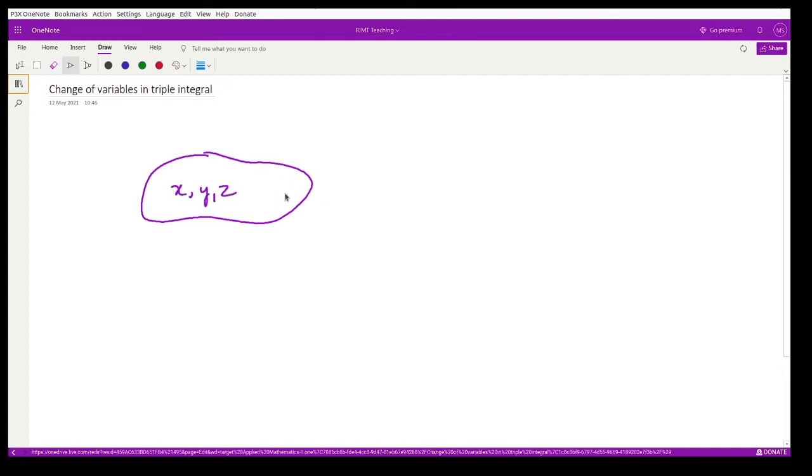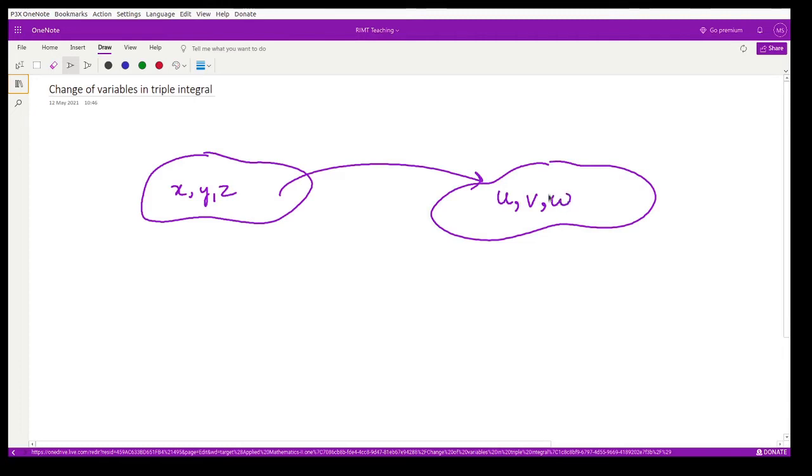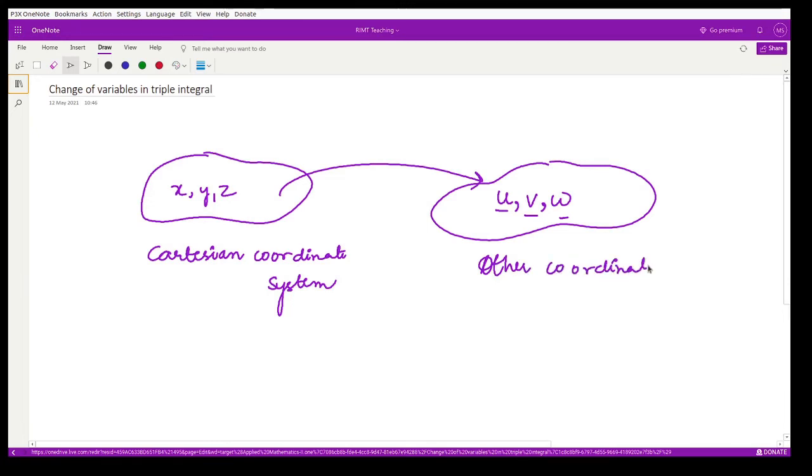These are the coordinates, and you want to shift from this system to another system in the coordinates u, v, w. These could be any other coordinates. So suppose this is the Cartesian coordinate system, and this is some other coordinate system. So in that case, what is the procedure to do that? Suppose we have already calculated a triple integral in this domain. So what is the corresponding triple integral in this domain? This is the question for this lecture.